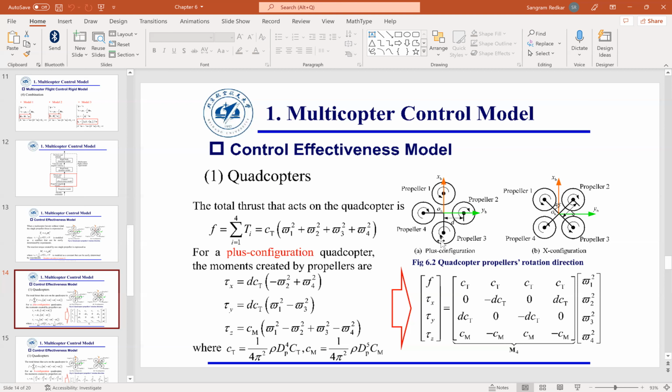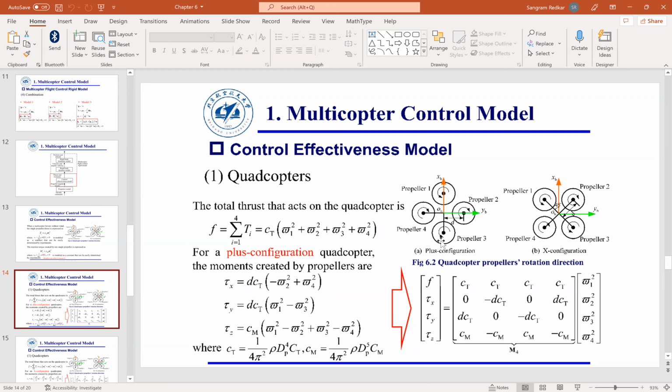Now, if I want to control in the z direction, I will have to do the differential. I will have to say omega 1 and omega 3, you increase, omega 2 and omega 4, you decrease. That way, I will have a positive yaw rotation. Everyone understood this? This is the basic quadcopter concept. And now what I want to do is, I have these equations, tau x, tau y, tau z, and I have the equation for F, which is the thrust. I would write that in matrix form. And this becomes the control model for the plus configuration. Everyone understood this?